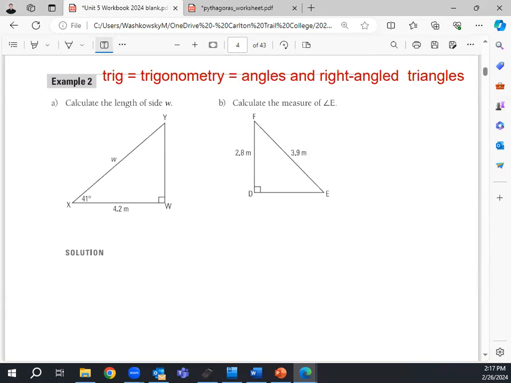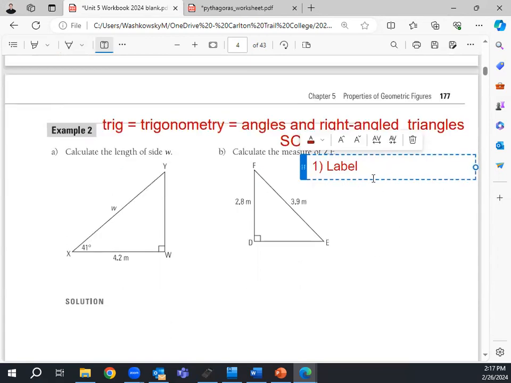So again, I'm just going to put this here just so we have it. I'm also going to put the steps here. Let me make this smaller. So whenever we're using trig, again, just as a quick review, and this is on page 177, we always want to label the triangle first.